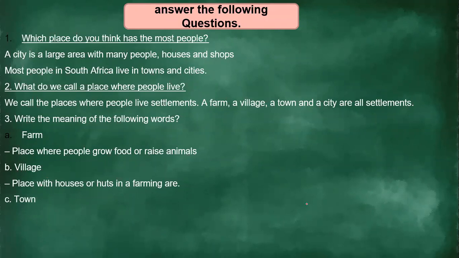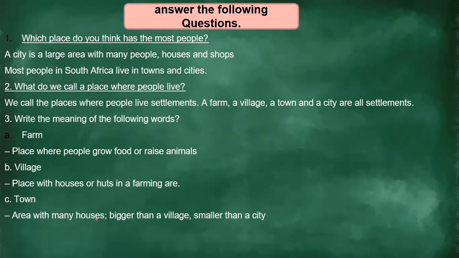What is a town? Michaela: Ma'am, a town is where there are lots of houses, a few schools and shops, and also cars. They can live in houses or shacks. Fantastic. Thank you, Michaela.